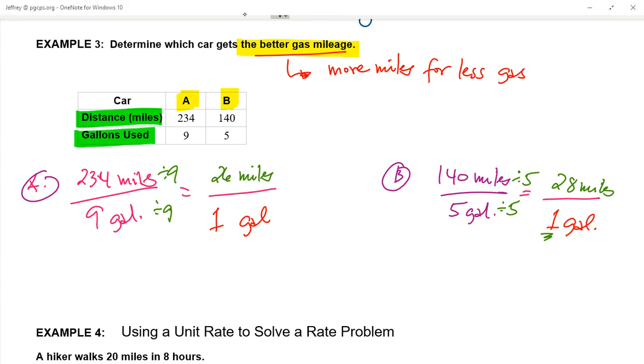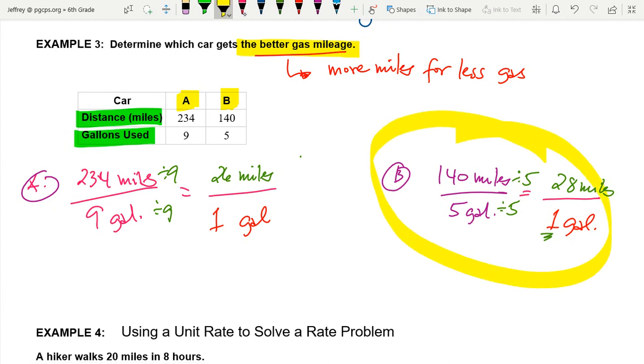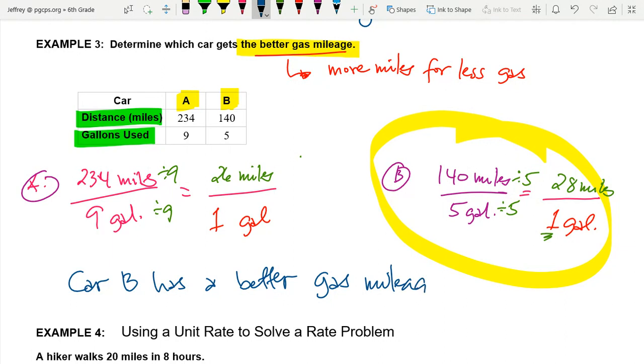So which car would you want? A car that can give you 26 miles per gallon of gas, or a car that can give you 28 miles per gallon of gas? I would go for B. So car B has a better gas mileage. Let me erase this part and write this properly. Mileage.